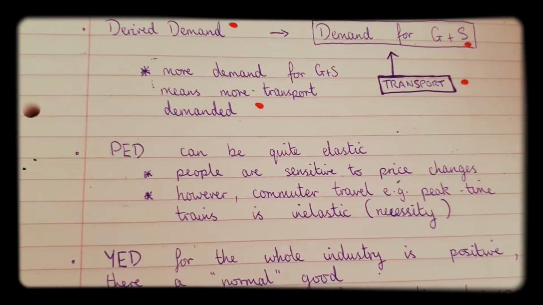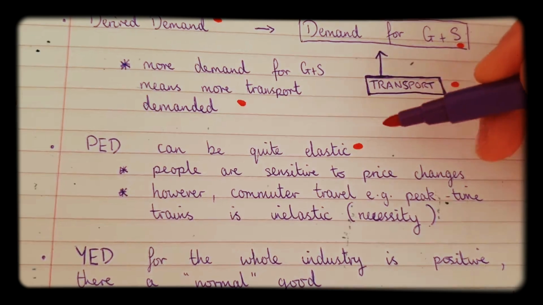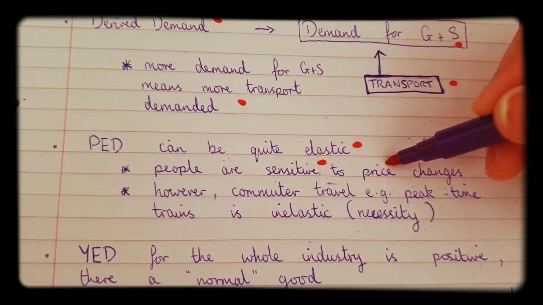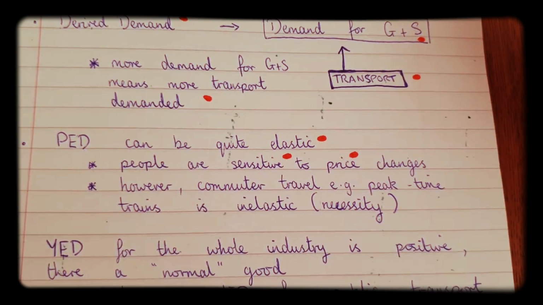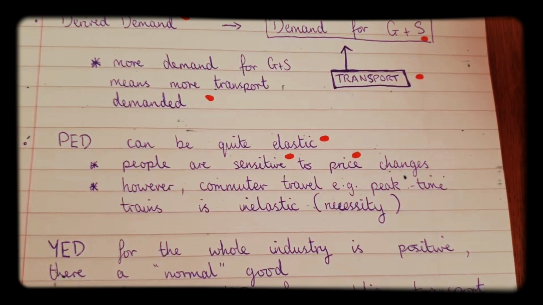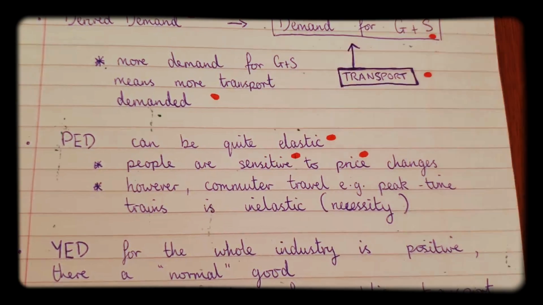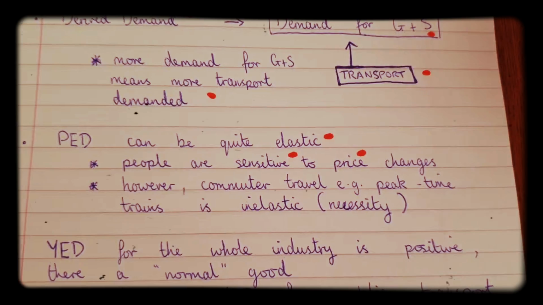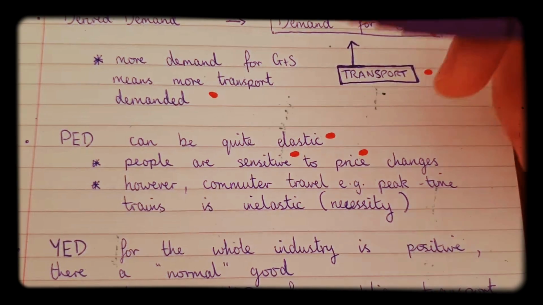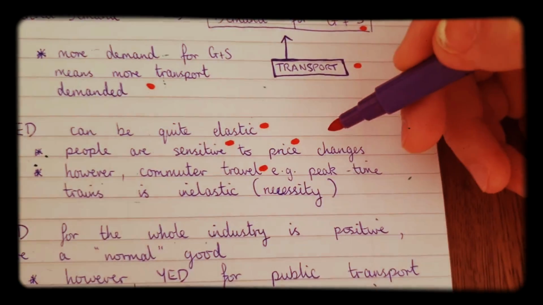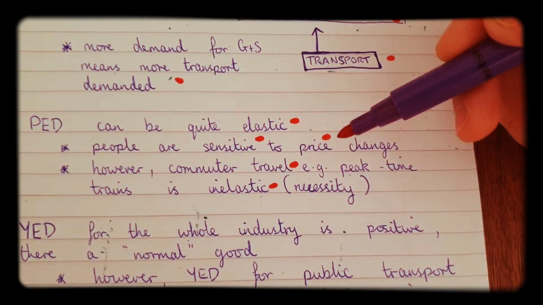So the PED, price elasticity of demand, in this industry can be quite elastic, which means that people are very sensitive to price changes, because transport is a very important part of the economy, and sometimes it's a necessity for many people to travel. So people are always looking for the cheapest ways to get to where they need to be. However, in some industries and in some markets, commuter travel, for example, people can be more price insensitive. So inelastic demand, and that's out of necessity.